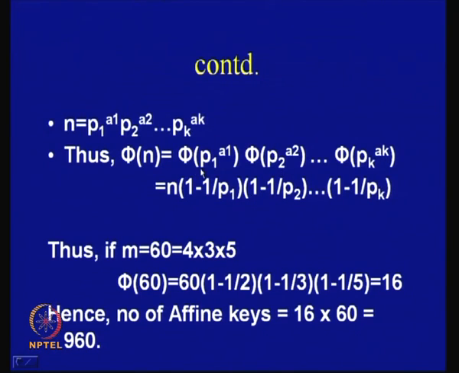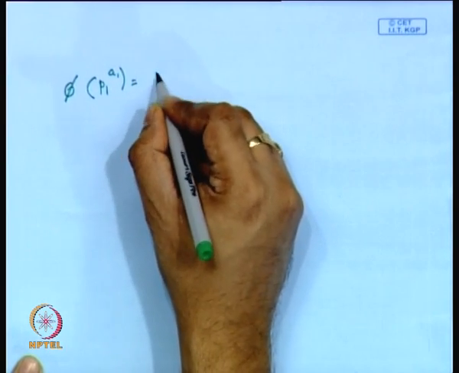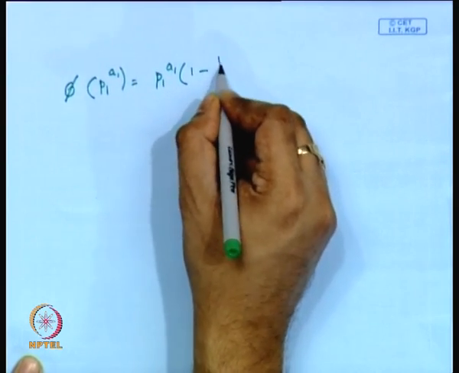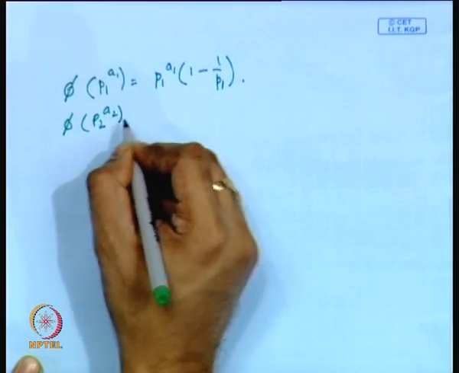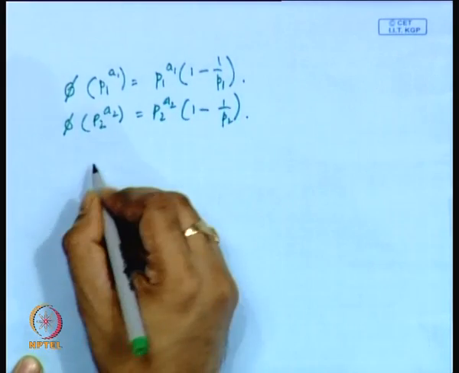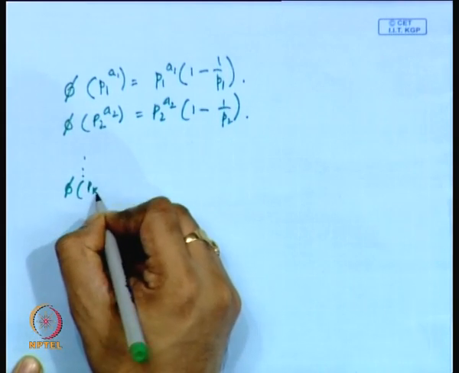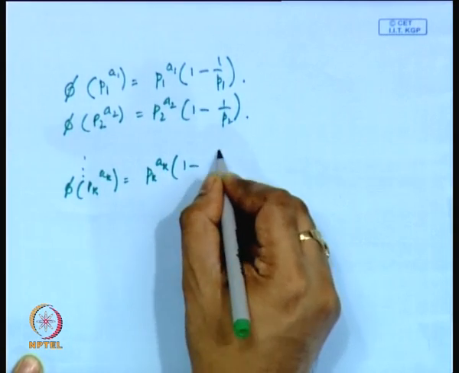And by the previous result, phi of p1 to the power of a1 is nothing but p1 to the power of a1 into 1 minus 1 by p1. Similarly phi of p2 to the power of a2 is p2 to the power of a2 into 1 minus 1 by p2. Similarly till phi of pk to the power of ak, which is pk to the power of ak into 1 minus 1 by pk.